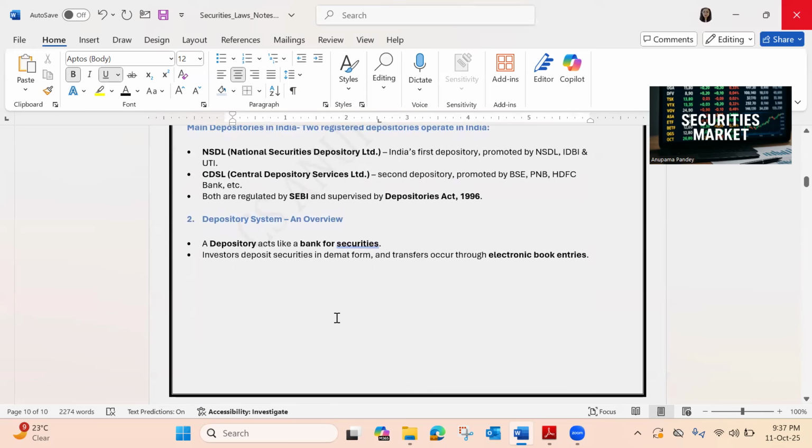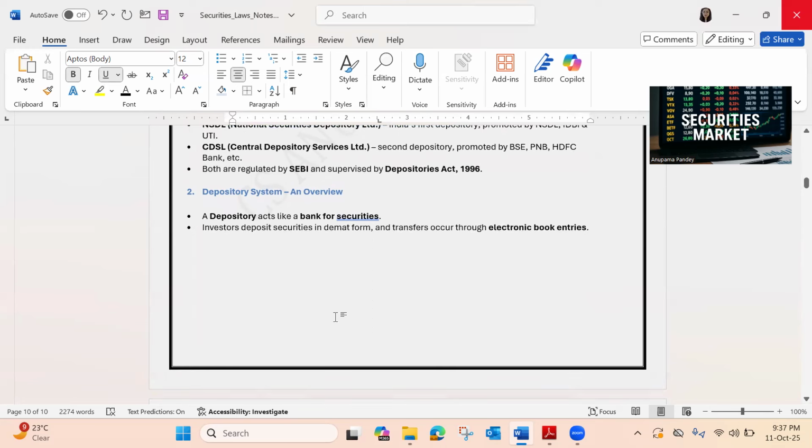Our second topic is the depository system, an overview. A depository system acts like a bank for securities, just like cash in the case of a bank. Depository acts like a bank for the securities. So investors deposit securities in demat form and transfers occur through electronic book entries.